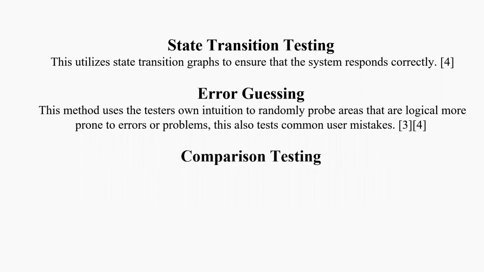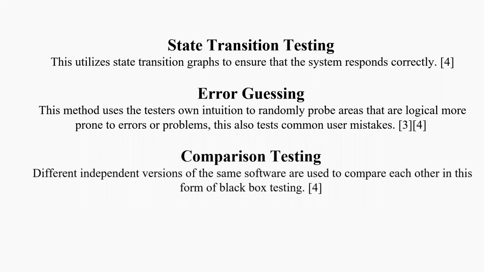And finally, comparison testing. Different independent versions of the same software are used to compare each other in this form of black box testing. What this basically means is that if you have a new version, you can compare that newer version with an older version to determine if the change that you made is relevant and applicable to what you need it to do.